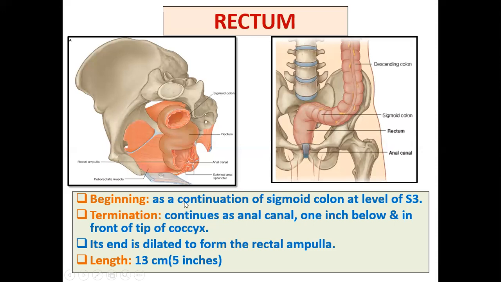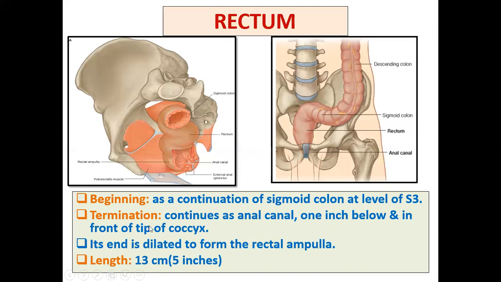As the continuation, the rectum will continue. Here is the rectum. It will continue from the sigmoid colon at the level of S3. Termination will continue as the anal canal, which is below. This is the continuation of the sigmoid colon, and then it will continue down as the anal canal.